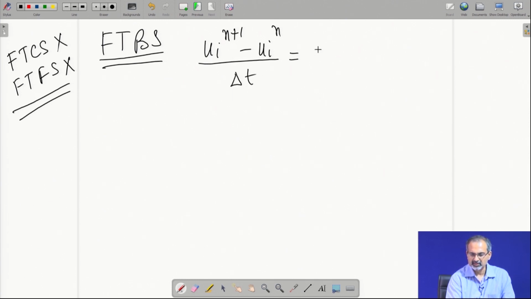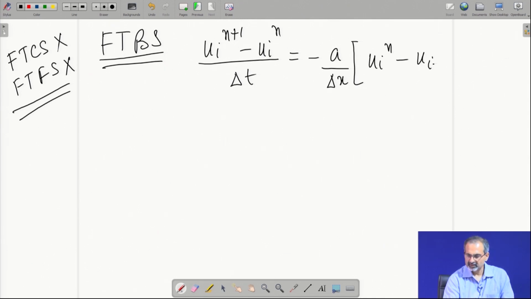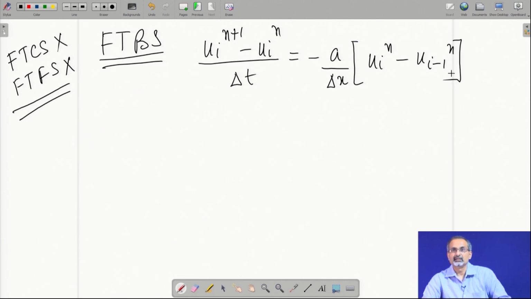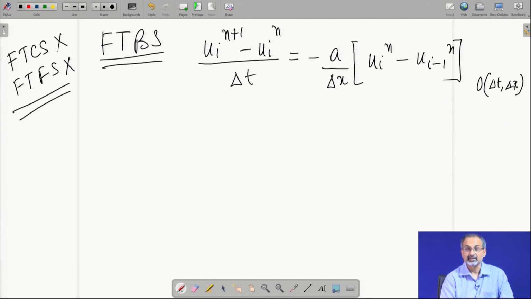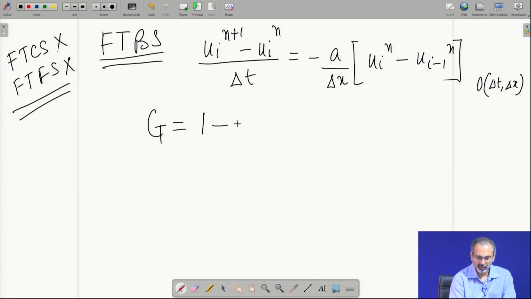Let us do the discretization. Again, remember that if you are looking at forward or backward with a 2-point stencil, then the order of accuracy will become first order, like it happened for FTFS. So, first order in time and space, and then the usual procedure for the von Neumann stability analysis, which will give you an expression for G equal to 1 minus c into 1 minus e to the power of minus I theta.